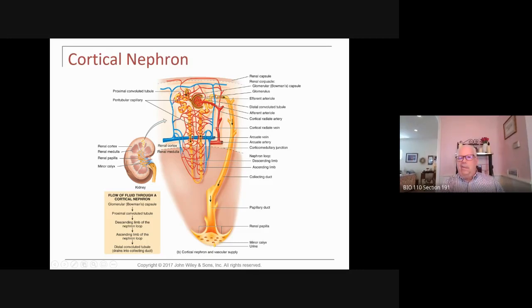Here is the nephron. This is the cortical nephron, involved in the filtration of blood to make urine. And it all comes down into eventually the collecting duct, the papillary duct, and then the ureter. Okay, so that's how the kidney filtrates the blood to make urine.